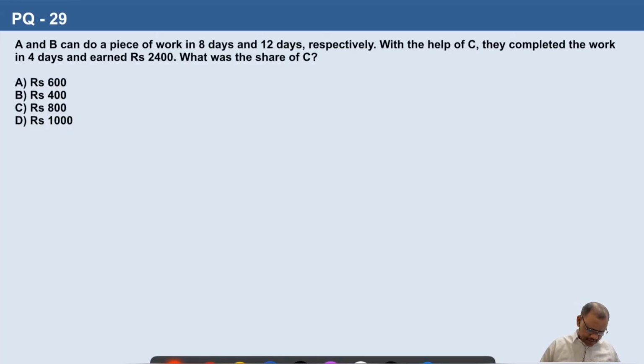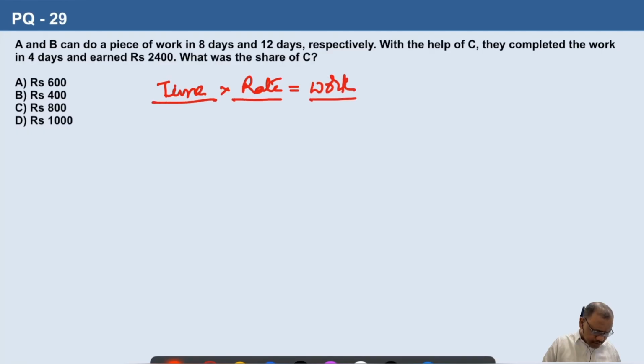So let us write down the titles here. So the titles are time into rate is equals to work. So we have 3 people here, A, B, C, and all the 3 together. A can do the work in 8 days, B in 12 days. So all the 3 together in 4 days.